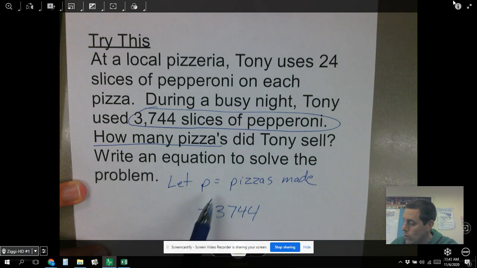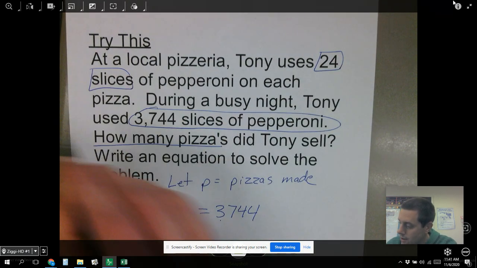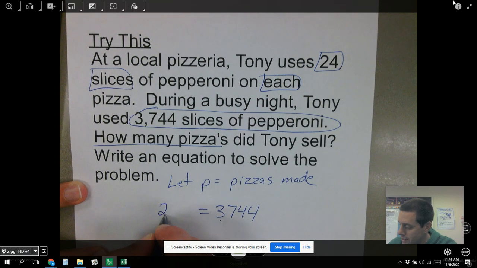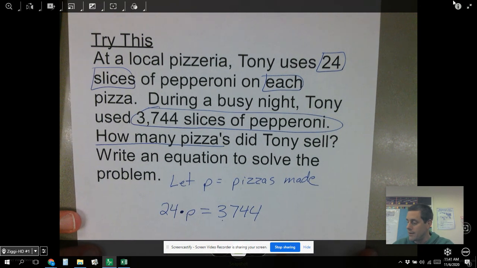Now, mathematically, what are we doing to the pizzas to get total slices of pepperoni? I know that Tony uses 24 slices on each pizza. So we're going to take our 24 slices. Every pizza uses 24. Each is also a keyword for multiplication. We're going to do 24 slices of pepperoni times the number of pizzas he makes, which will give us the total number of pepperoni for the night.